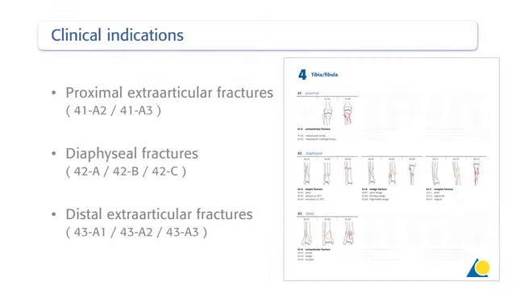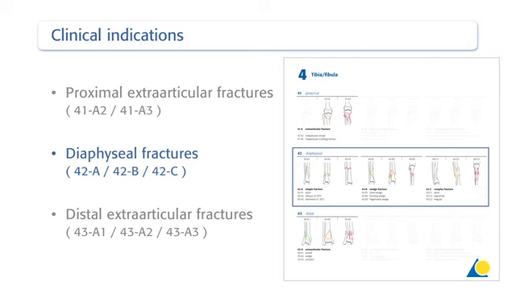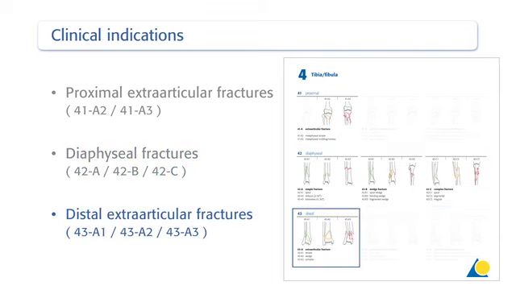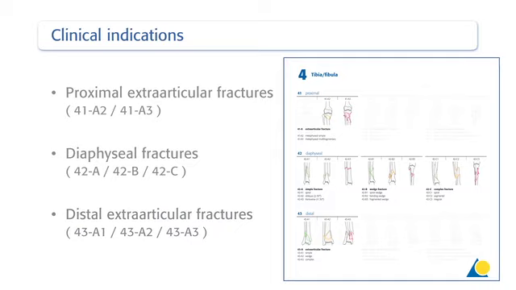The Expert Tibial Nail is indicated for diaphyseal fractures of the tibia as well as for metaphyseal and certain intra-articular fractures of the tibial head and the pilon tibiale. These include 4-1, A2, A3, 4-2, ABC, 4-3, A1, A2, A3, and combinations of these fractures.